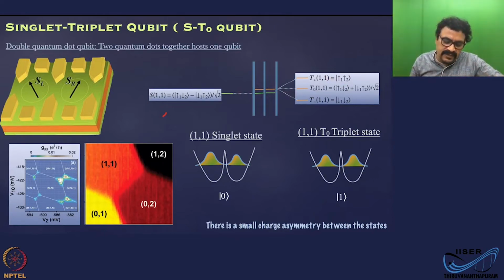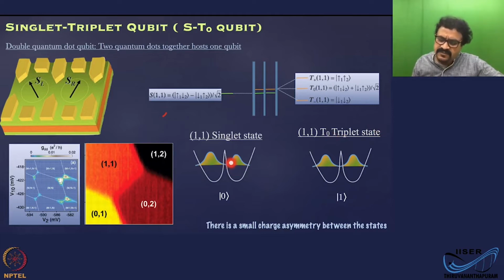Now, if you look at the stability diagram, remember this is not a single dot, now it's a double dot. It's two dots giving you 1 qubit. In the previous case, in the LD qubit case, you had 1 dot giving you 1 qubit. Now 2 dots give you 1 qubit state. The idea here is this 1-1 singlet and 1-1 triplet that you assign as 0 and 1. 1-1 singlet is 0 and 1-1 T0 triplet is 1.